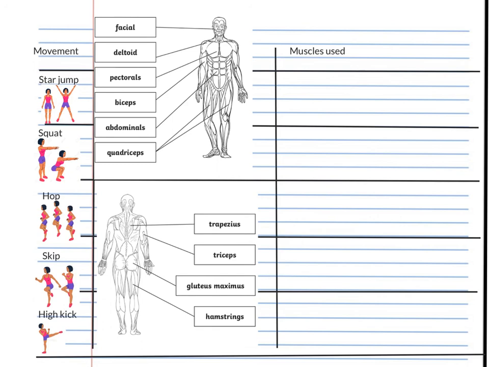Right then, now what I would like you to do is do a couple of squats and write down which muscles you used when you did your squats. So press pause while you go and do that now. Same with hopping, same with skipping, and same with your high kick. Can you go and do the last 3 and record the muscles that you use to do each of those movements, please? Press pause now while you get that done.